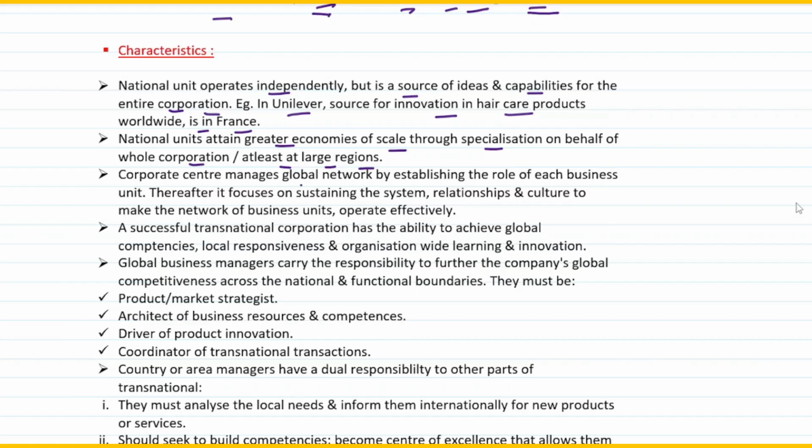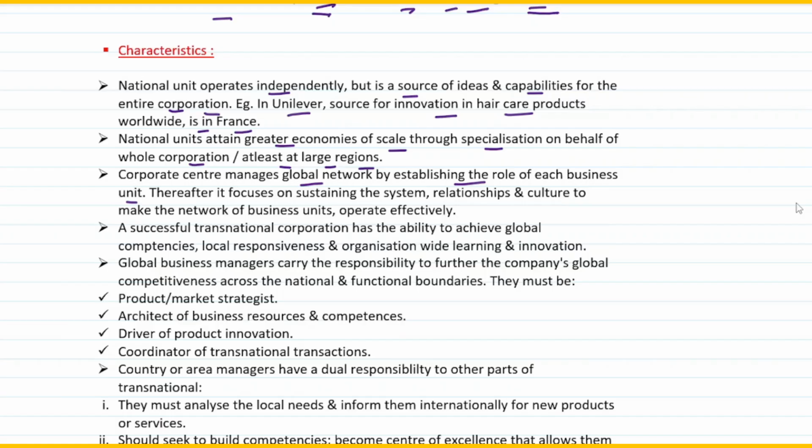Corporate center manages the global network. How? By establishing the role of each business unit. So corporate center, for example, we spoke about Apple. Apple has a global center, corporate center, in the US. So they would be able to establish the role of each business unit. Each business unit means every business unit that is working in different countries.